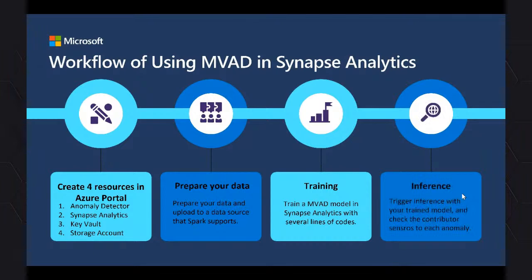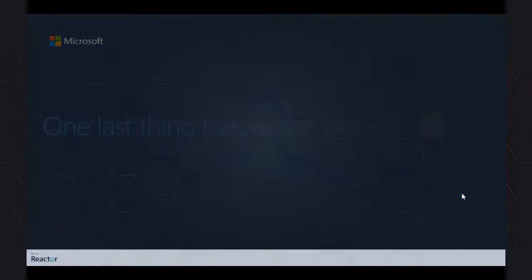And the fourth is triggering the inference. Trigger the inference with your trained model and also check the contributor sensors for each anomaly. That will help you do further analysis of the anomalies. And you can also use these results to do some visualization work or some alerting work.